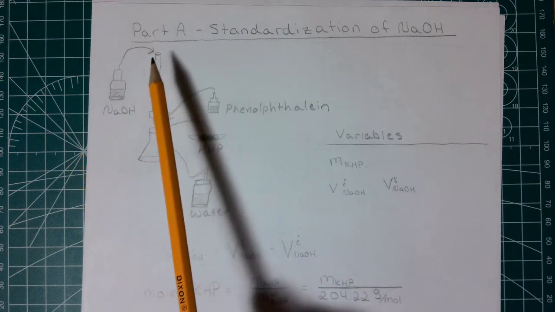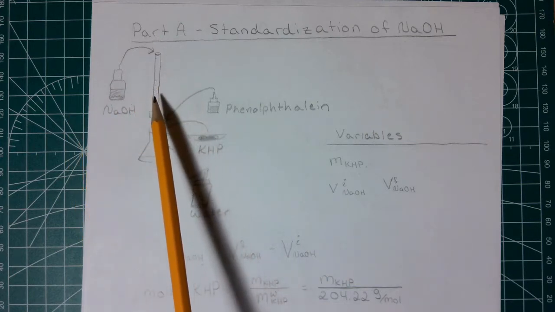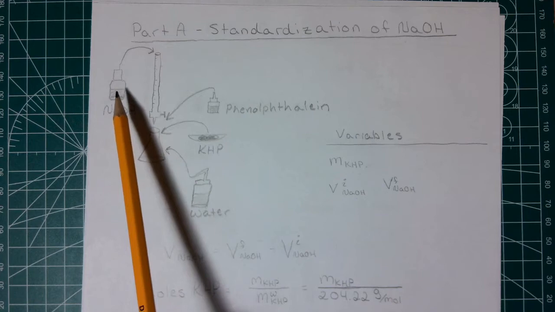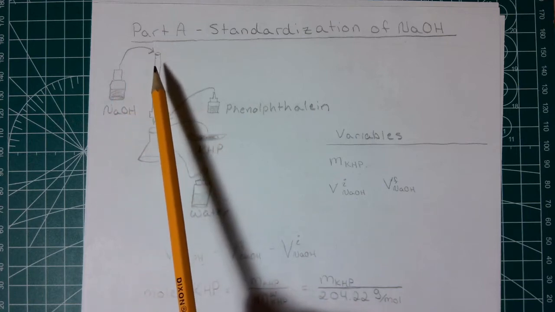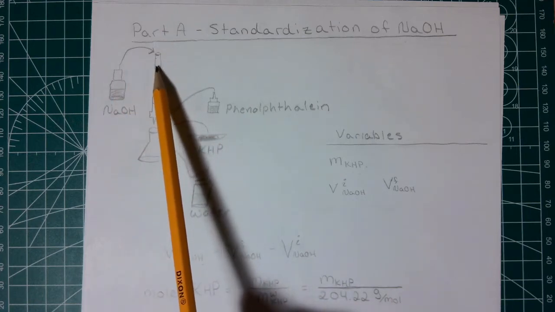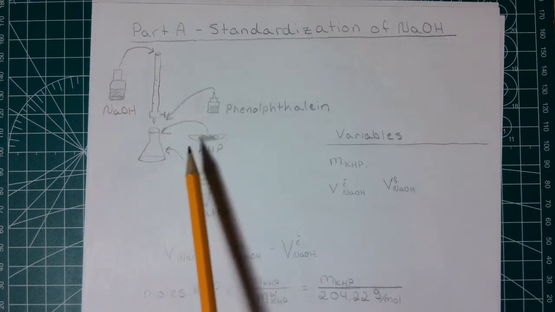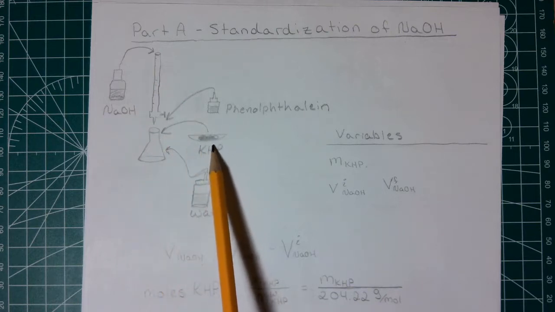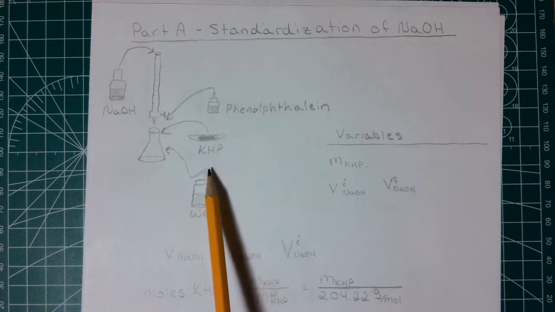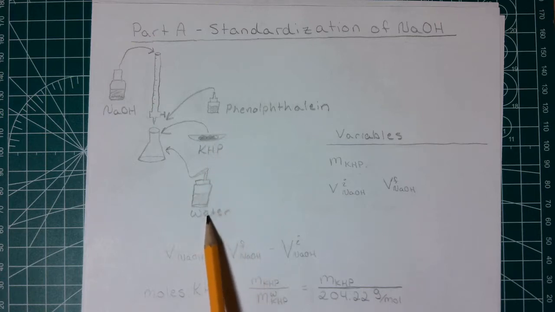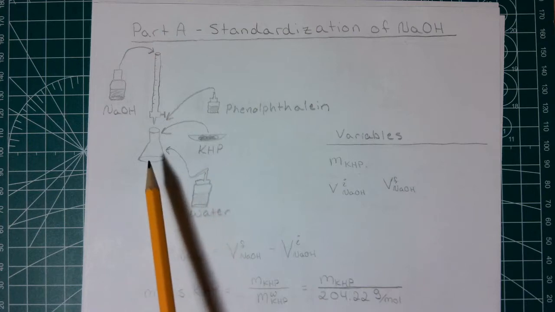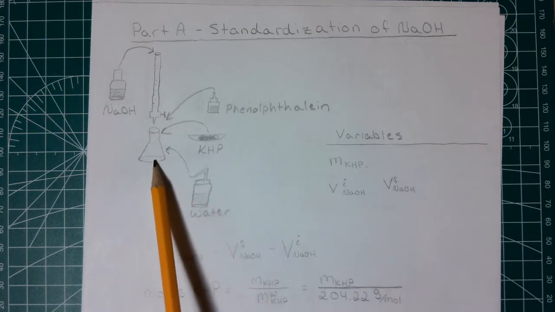This is going to be our experimental setup. We're going to have a burette. It's marked out in milliliters. To it, we're going to add the sodium hydroxide that we want to determine its concentration. In our flask, we're going to weigh out some solid KHP, a certain mass. We're going to add some water to dissolve it. It doesn't really matter how much water we add, just so long as it's enough to get the KHP dissolved.